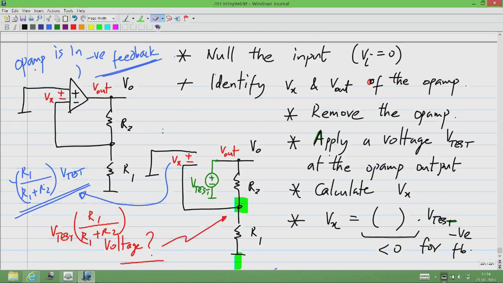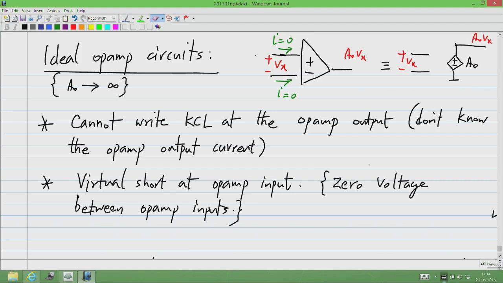There is another question. What are the assumptions made in an ideal op-amp? The assumptions made are simply that A naught equals infinity. That will take care of everything else. Here, I defined A naught as infinity. I also said I equals 0. Actually that's not a separate assumption. If you take any circuit with the op-amp, even if there is a resistance between these two points, if A naught becomes infinity, it becomes an ideal op-amp.